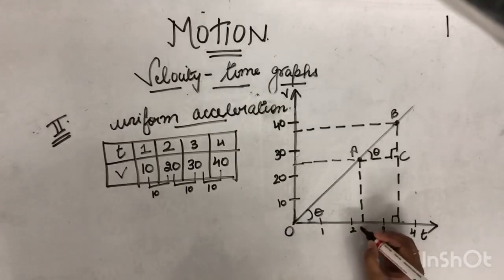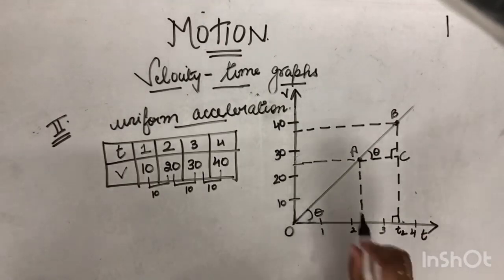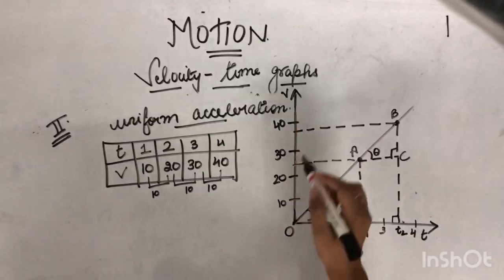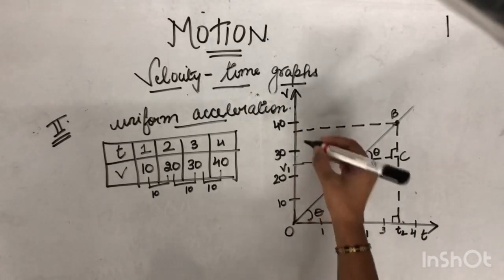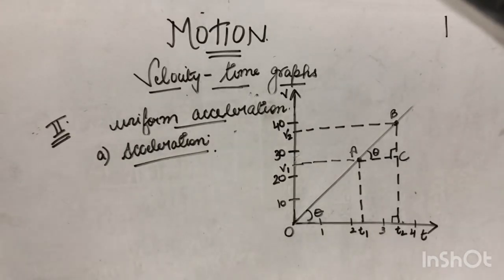Now take this point as T1 and this as T2. And this is the velocity axis, so this will be V1 and this point will be V2. Now what you have to do is, we have to find the acceleration and distance covered by the body. So first thing we'll find from this graph is acceleration.